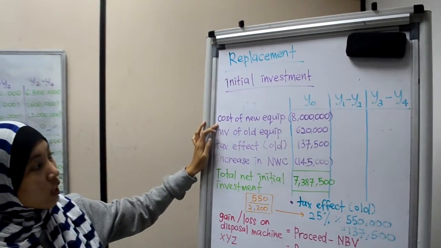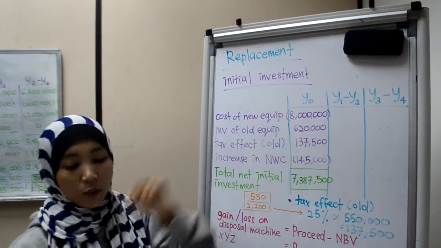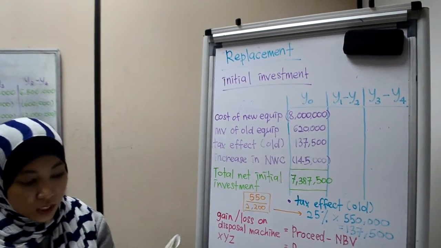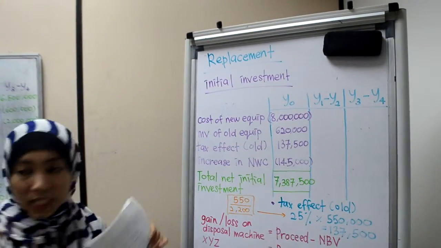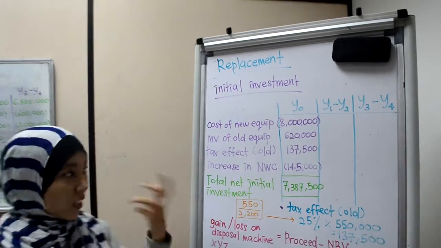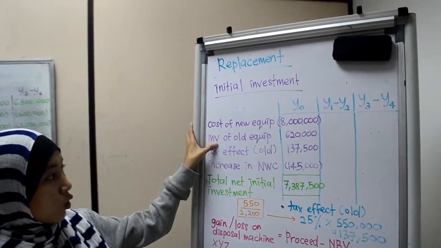Okay. So the first thing is cost of new equipment. So this you can directly get from the question mentioned. It is stated that the cost of the new machine is 8 million. So it's outflow because when you purchase, you have to take out your money in order to purchase that equipment. Okay, next is market value of old equipment.